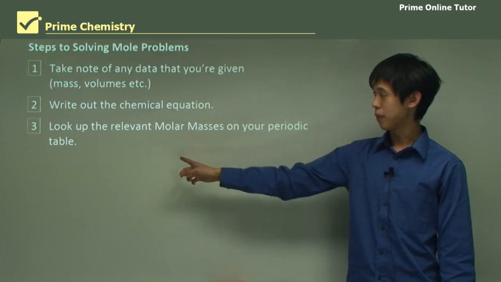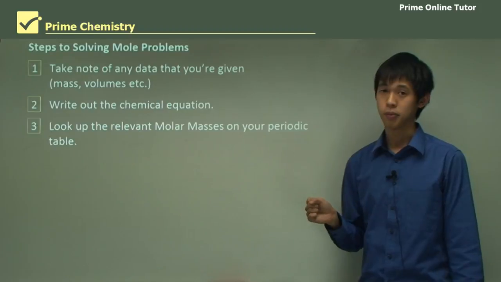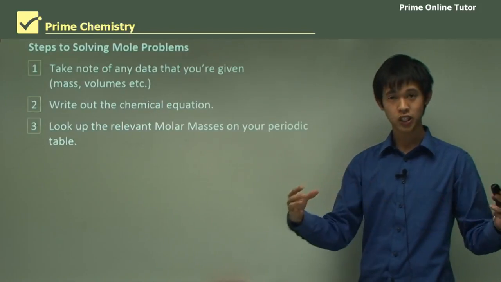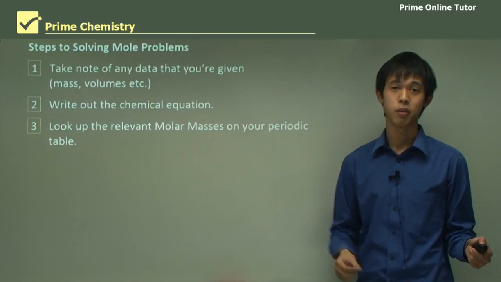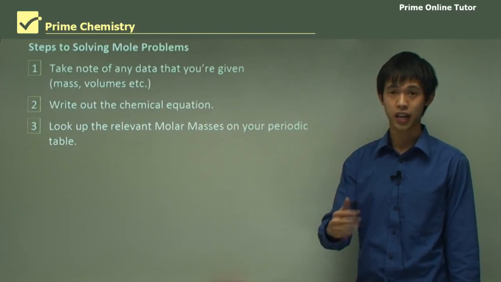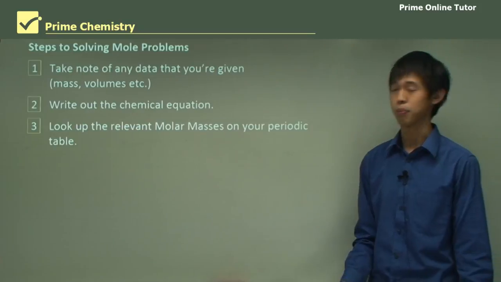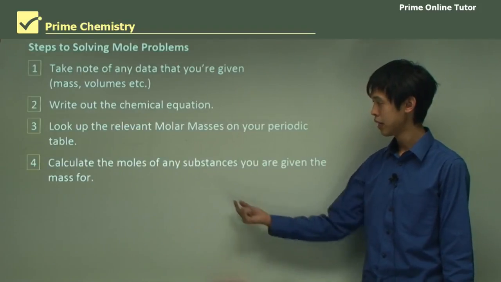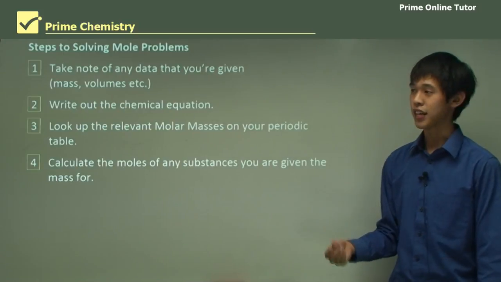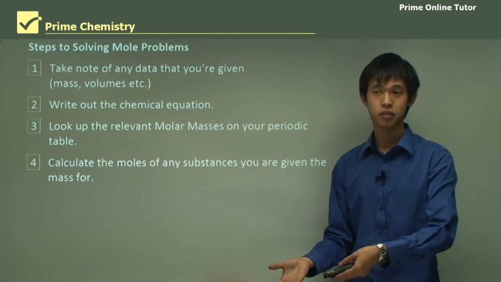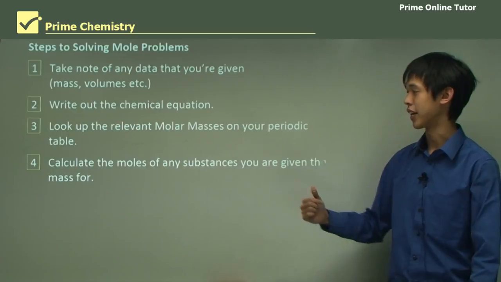Then look up the relevant molar masses on your periodic table. So once you know the reaction, look up any of the chemicals in that reaction and note down their molar masses. That way you'll have all that data ready to go when you need to solve the problem. Then calculate the number of moles of any substance that you were given the mass for. So if they say, I weighed out this much chemical, then calculate the number of moles of that chemical.